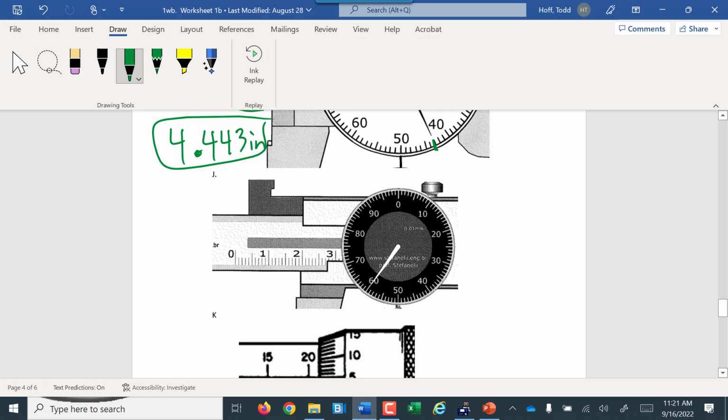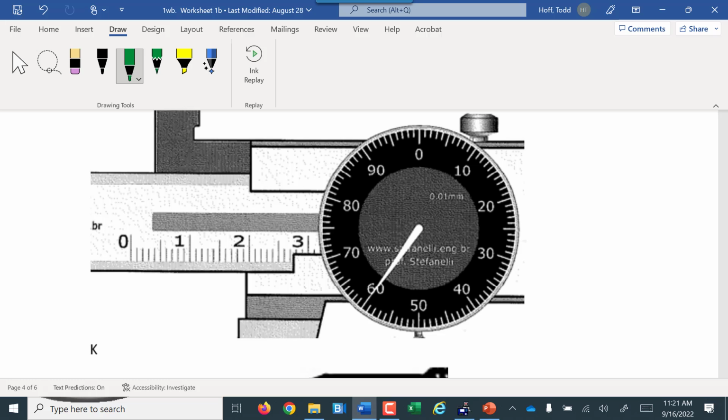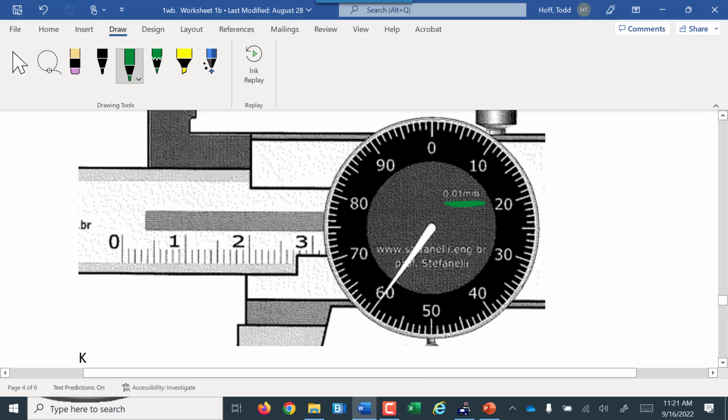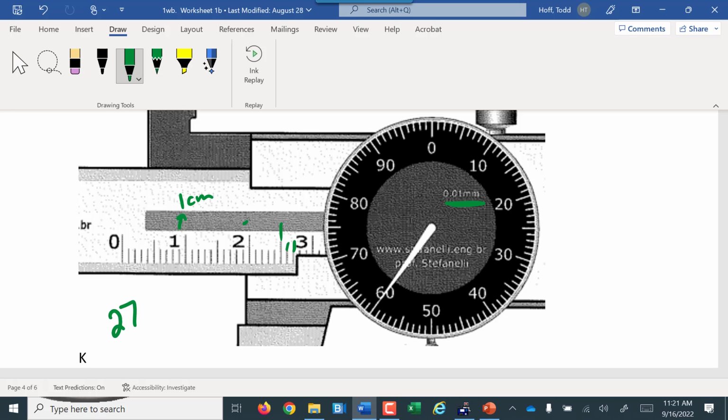This caliper is in millimeters. The joy of metric calipers is even though it's reading in millimeters here, this is actually 1 centimeter. So you have to make that 10 millimeters. That's 10, 20, 25, 6, 7, 27, 60.